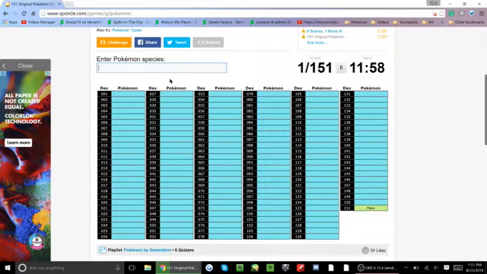Okay, first thing that comes up is Mew. Pikachu, obviously. Raichu. Weedle. Kakuna. Beedrill. Charmander. Bulbasaur. Ivysaur. Venusaur. Charmeleon. I can spell. Charizard. Blastoise. Squirtle. Wartortle. Alright! Just getting those easy ones out of the way.